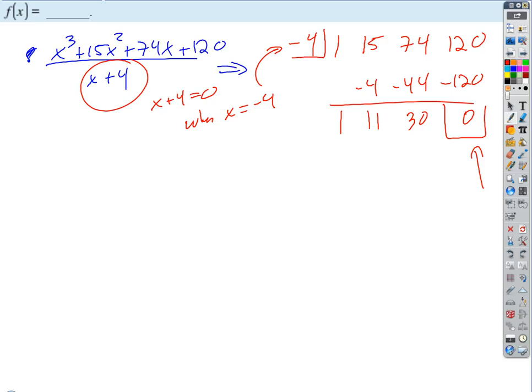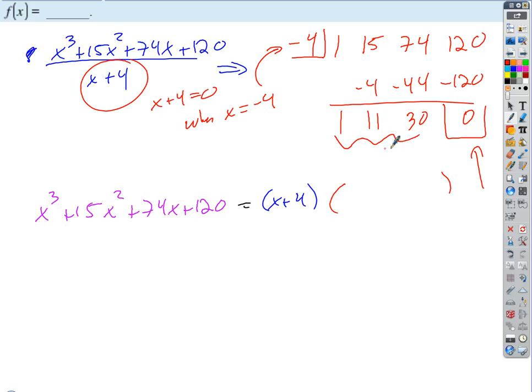So what this tells us so far is that this big polynomial up here, x cubed plus 15x squared plus 74x plus 120, equals x plus 4, a factor, times that factor, x squared plus 11x plus 30. Everybody good with that? Okay.